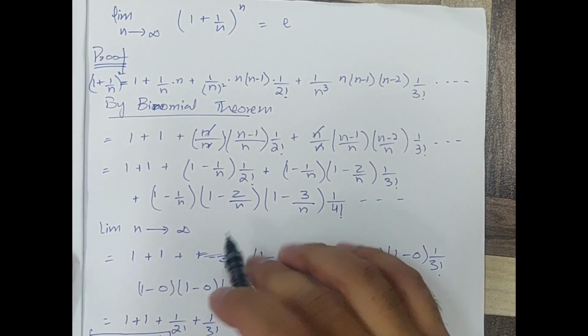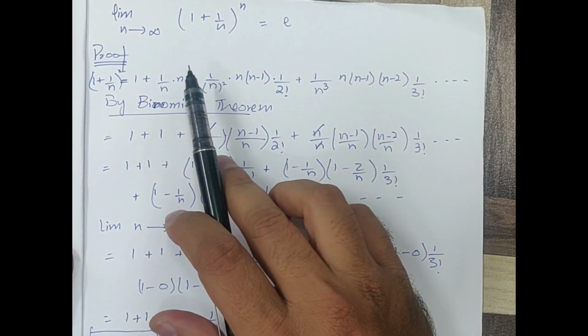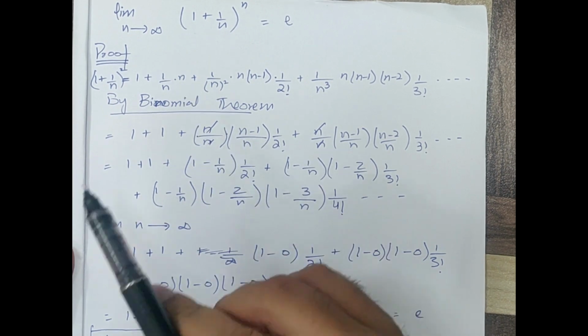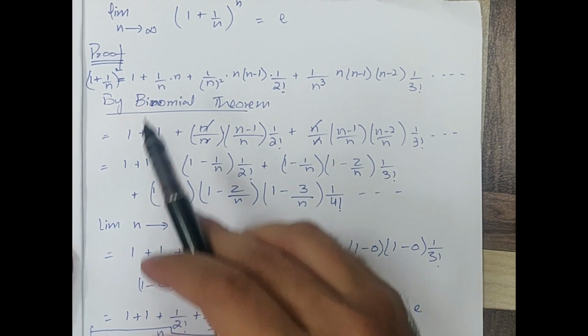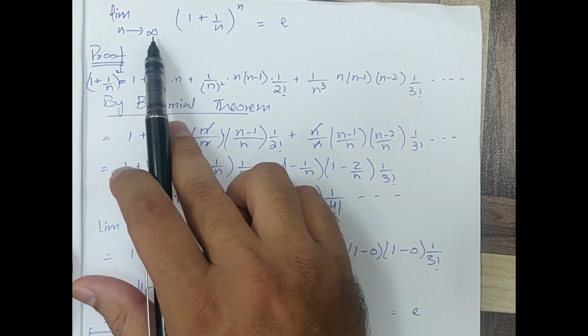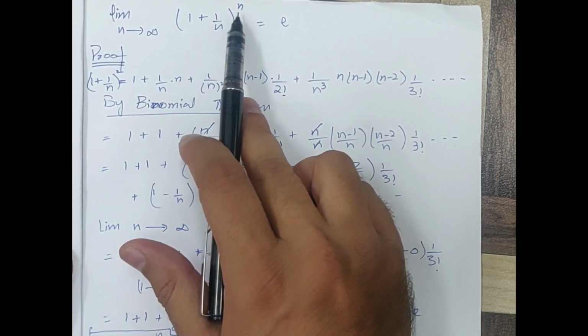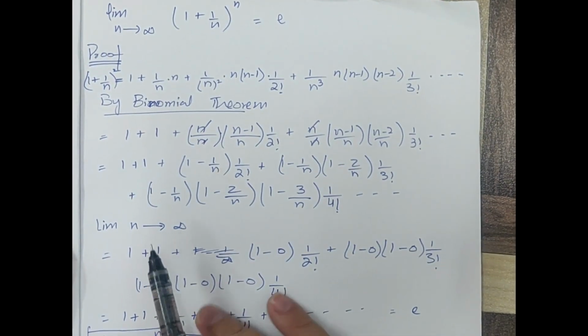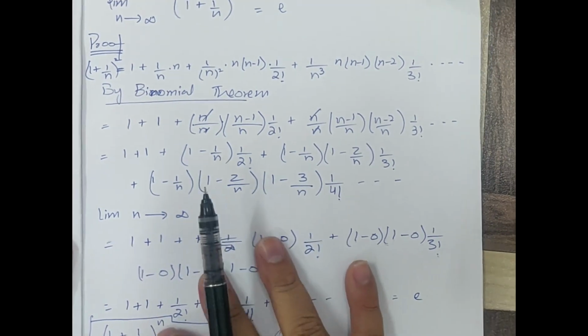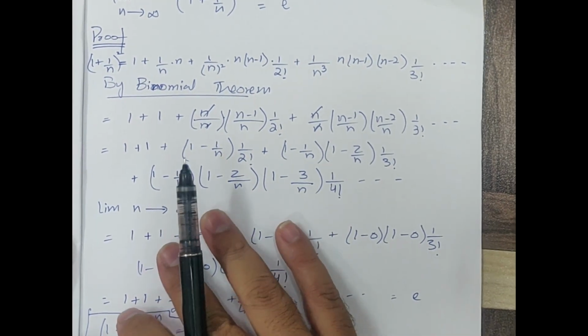Hello fellow mathletes, today we will use limits to prove some important identities. So first of all, the limit as n tends to infinity of (1 + 1/n) raised to the power n is equal to e. Let's dig into that proof. I've already solved it, so it won't be very difficult to follow.